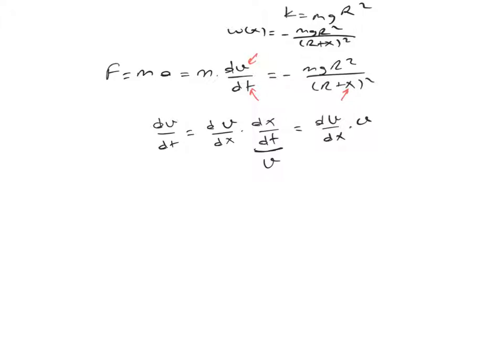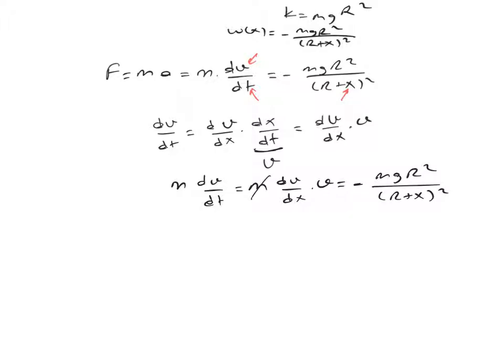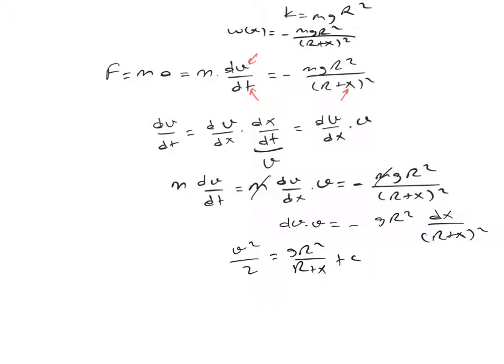Let's use what we have found here. m times dv over dt is equal to m times dv over dx times v, and it is equal to minus mg r squared over (r plus x) squared. So v dv is equal to minus g r squared dx over (r plus x) squared. If we integrate both sides and solve this basic integration, we get v squared over 2 is equal to g r squared over (r plus x) plus c.